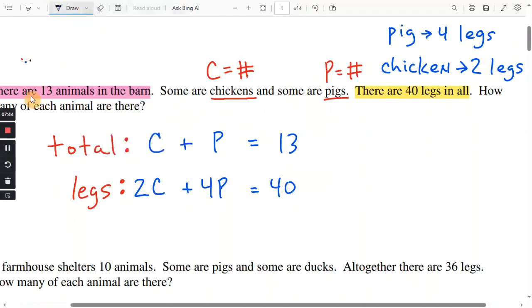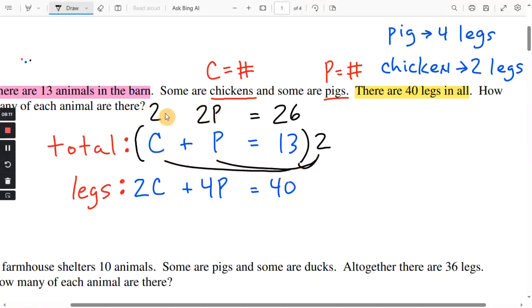All right, now just like last time, we can multiply the top equation by a number. Okay, we can do times 2 or times 4. I like the smaller number, so I'm going to do times 2. And distributing, 2 times 13 is 26. Keep the equal sign. 2 times P is 2P. And 2 times C is 2C.